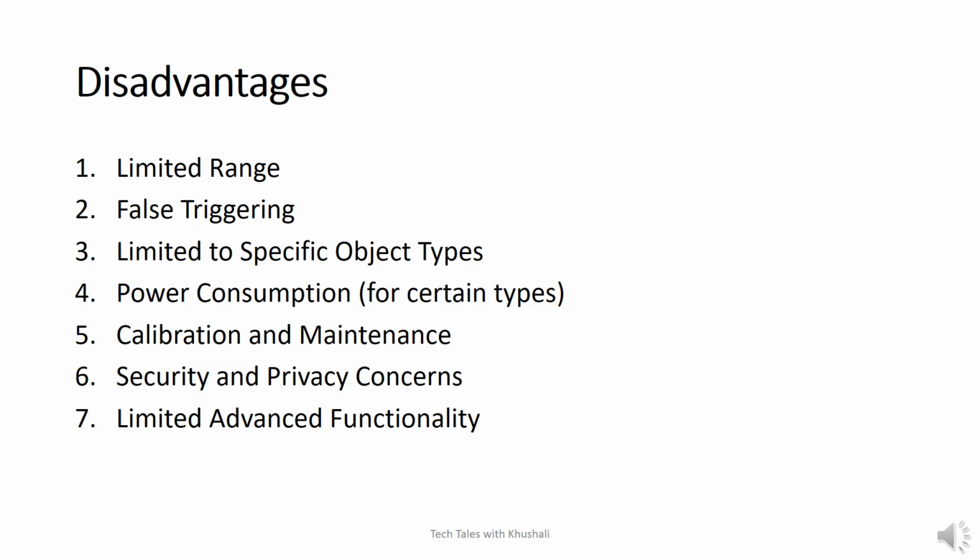And the last disadvantage is limited advanced functionality. They can detect the presence of objects, but they often do not provide detailed information like object size, shape, or orientation. In more advanced IoT applications requiring detailed data, additional sensors may be needed.